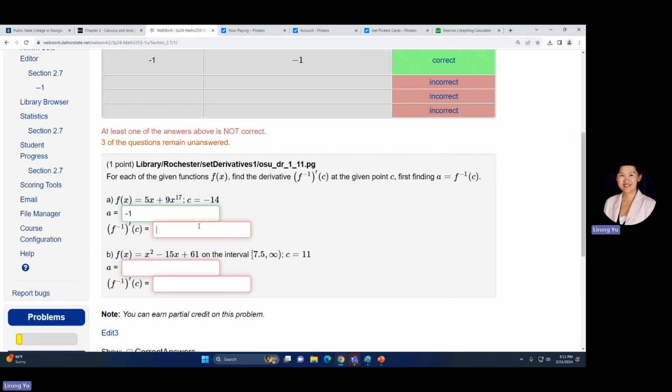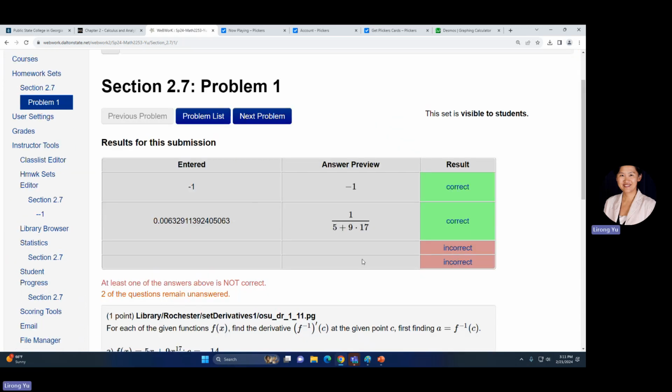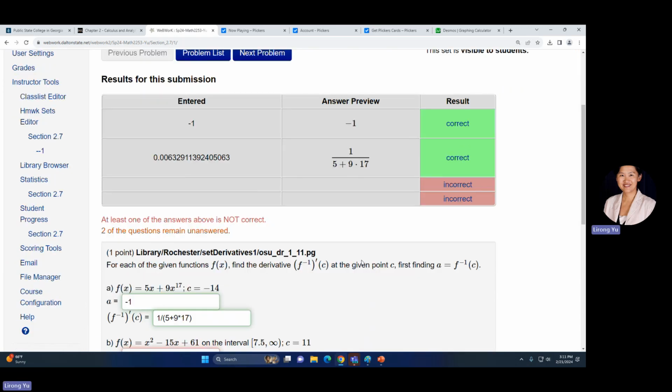So you go back, and that will be 1 over 5 plus 9 times 17. It's an odd way to think about it, but in this case you are using 1 over the derivative of the original function, which is the derivative of the inverse function.